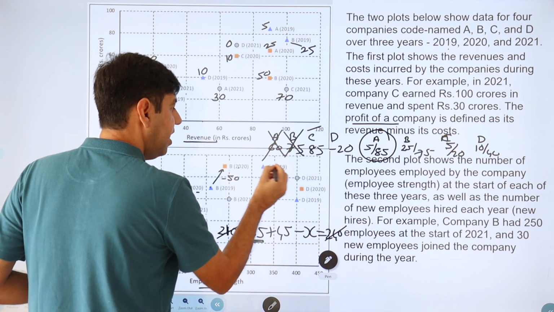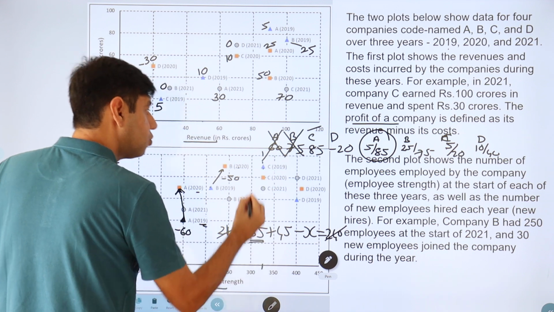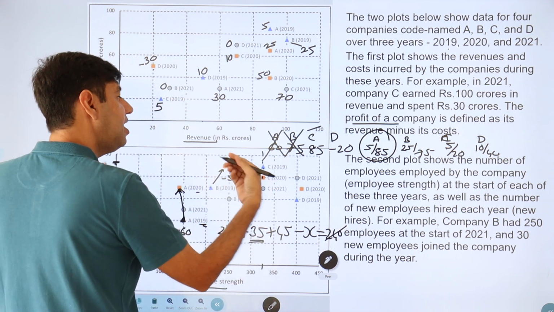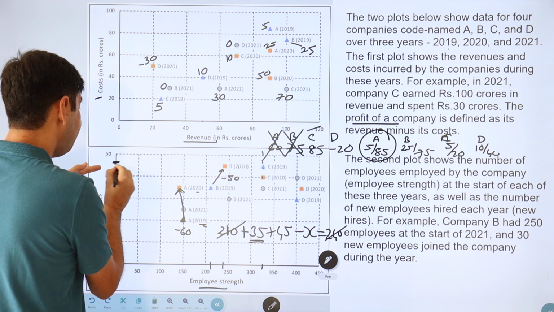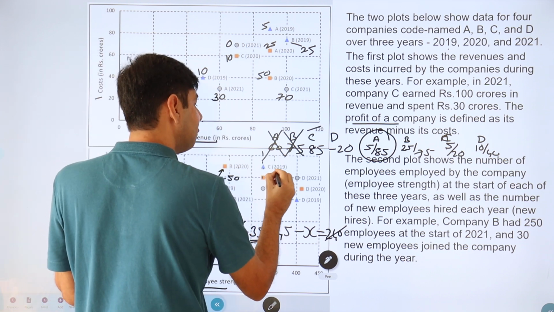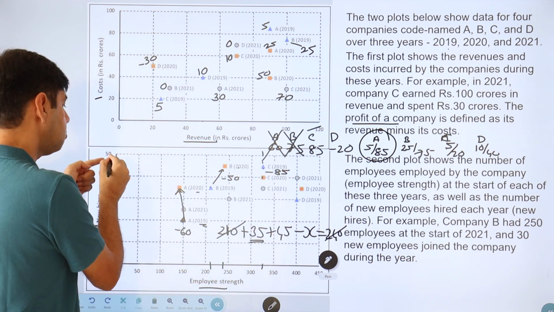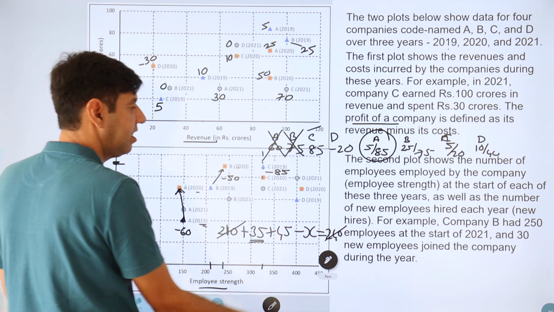How about C, 19 to 20? The strength has remained the same. So whoever is joining is leaving. So 45 and 40, this is a decrease in C of 85. There's a huge decrease. All those who joined have left because the strength remained the same.